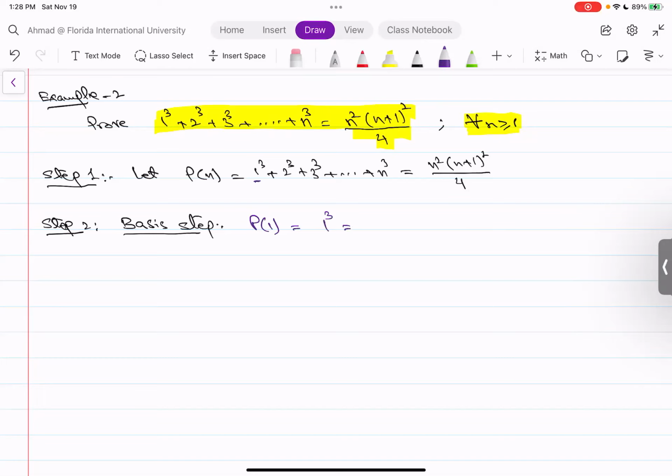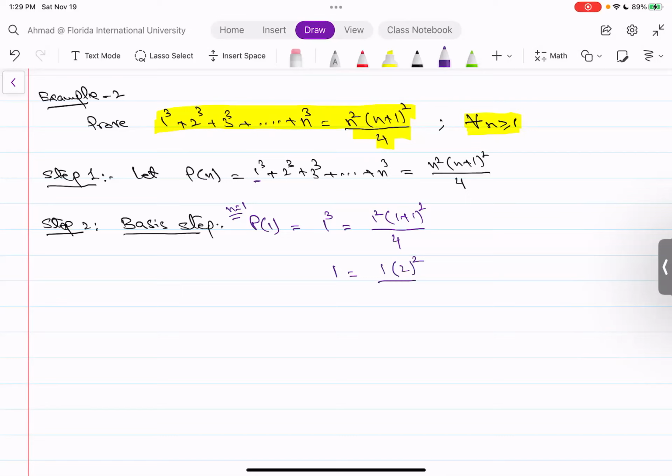1 cube is equal to, on the right hand side, I'm going to substitute 1 in place of n. When n is equal to 1, that is my basis step. So it is going to be 1 square into (1 plus 1) whole square divided by 4, right? 1 cube is 1. So 1 is equal to 1 square is 1 times 1 plus 1 is 2.